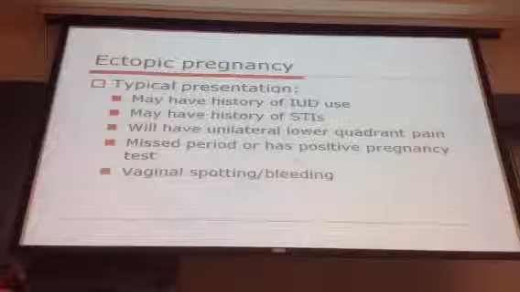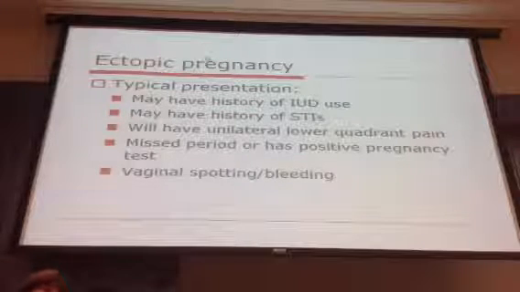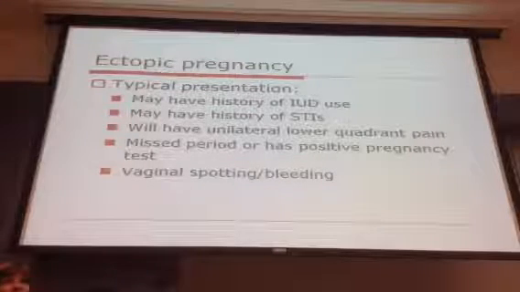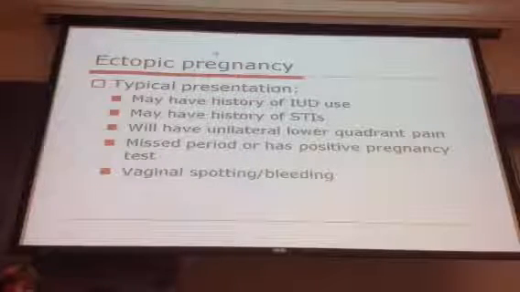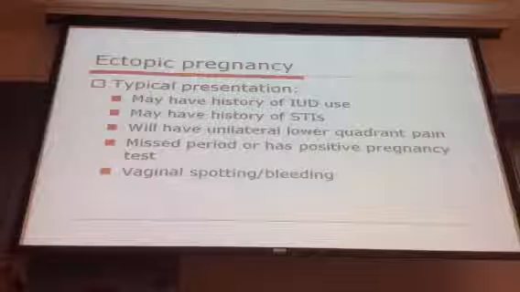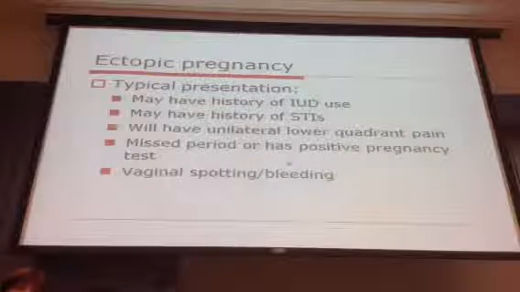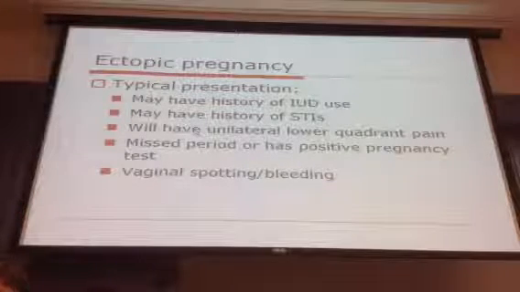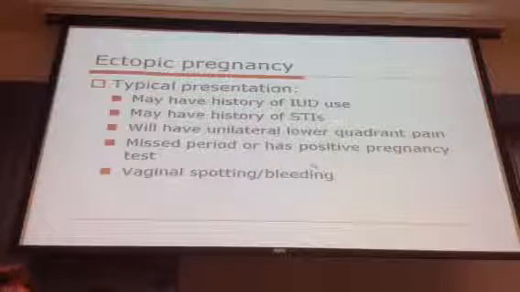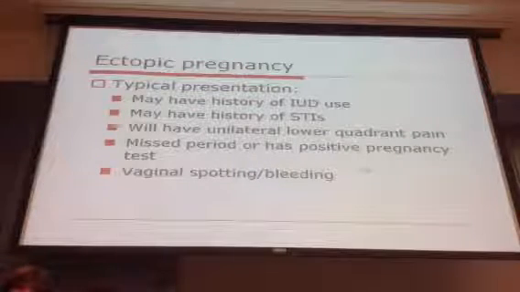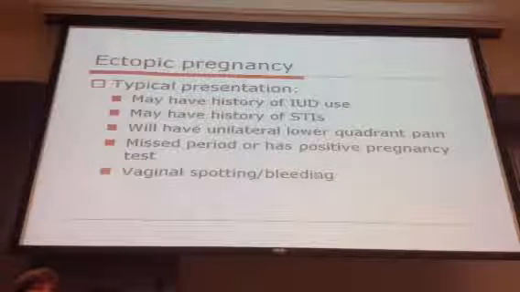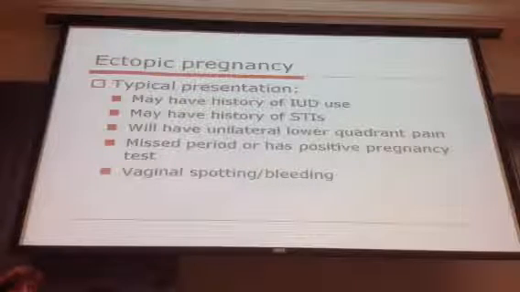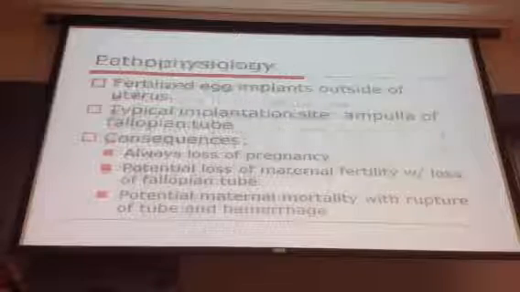They typically have had a positive pregnancy test because usually ectopics don't start to become problematic until about the 8th or 9th week of pregnancy when they get to be a certain size. And they typically will have vaginal spotting or bleeding. How much bleeding is going on depends on how much bleeding is going on in the belly, basically. So if the ectopic has ruptured, then there's going to be a lot more bleeding. If it's just starting to cause some discomfort, there's going to be less.